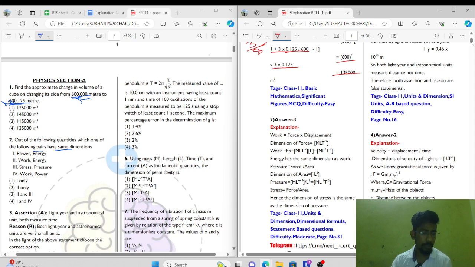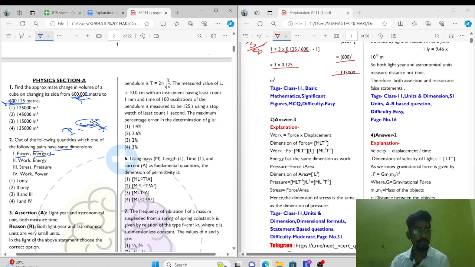First of all, there is power and energy. The dimensional formula for power and energy cannot be equal to each other, because power is equal to W by T, work per time. What is work? Work is force into displacement, and power is force into displacement per time, not force into velocity. So the dimensions of power and work should not be equal.